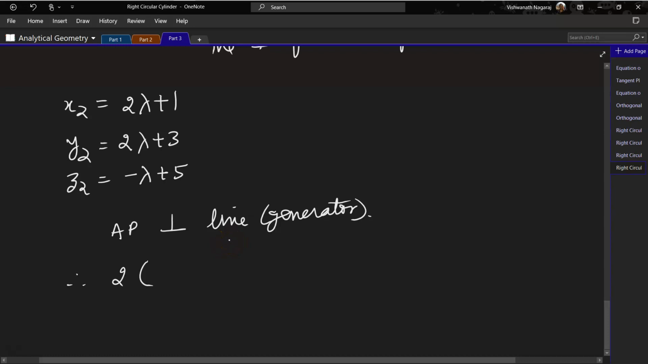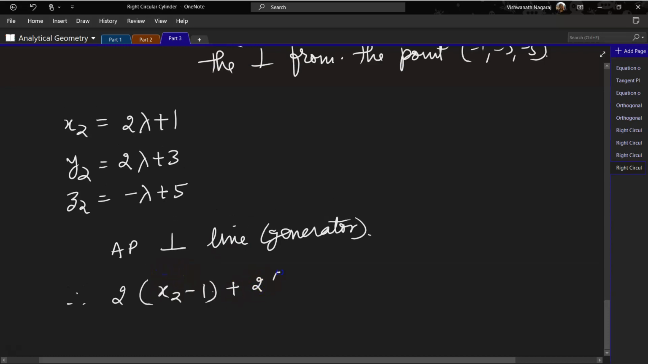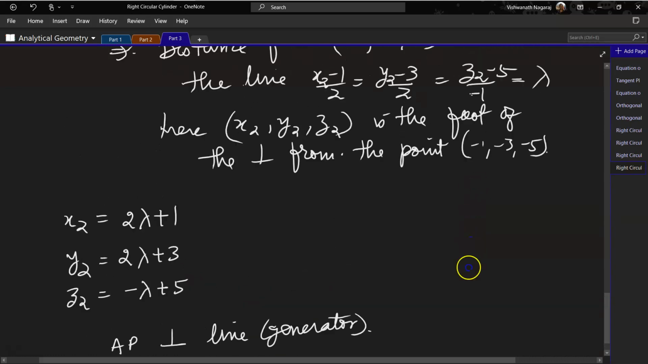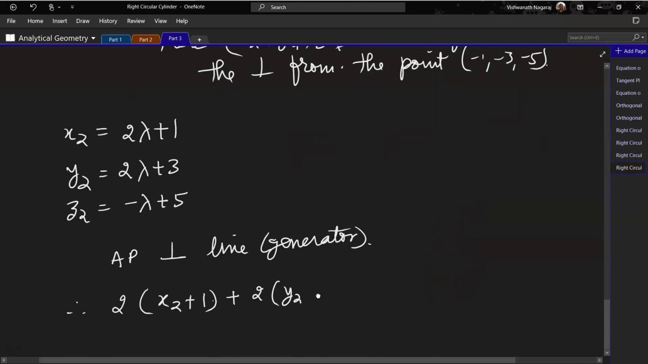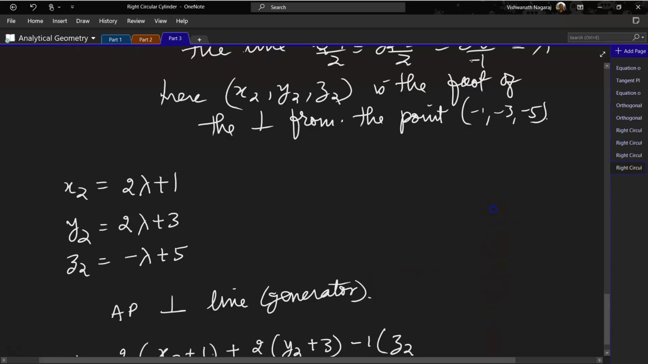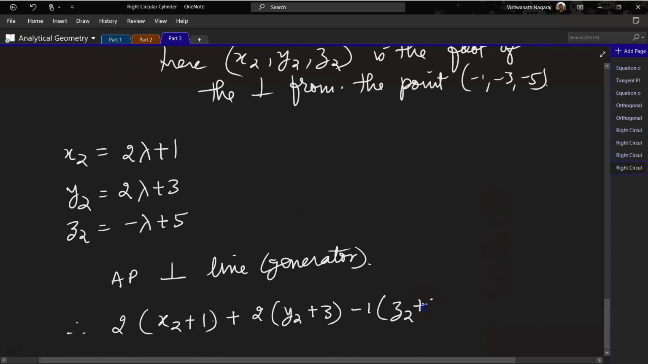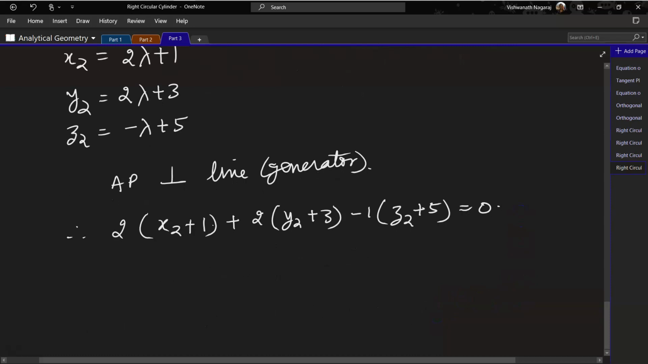Remember, we are using x2, y2, z2. So plus 2 times y2, actually it is minus minus 1, so plus 1. Similarly, y2 minus minus 3, so y2 plus 3. Here we have minus 1, so minus 1 times z2, z2 minus minus 5, so plus 5, is equal to 0. This is the condition for perpendicularity.